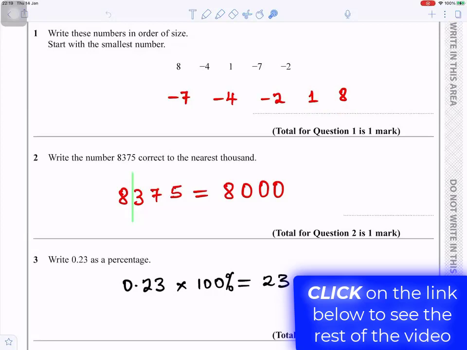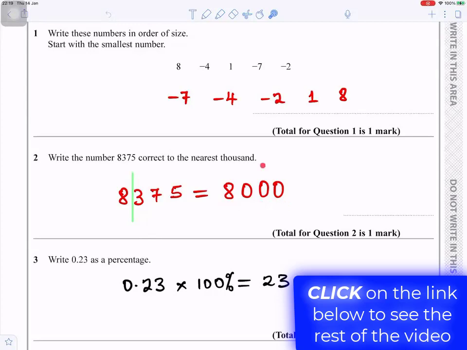Question number 2. Write the number 8,375 correct to the nearest thousand. To the nearest thousand, you put a line between 8 and 3, and you look at the number on the right-hand side of that line, 3. 3 is smaller than 5, so you round that down to 0, and all the other numbers would be 0. So 8,375 is nearer to 8,000.